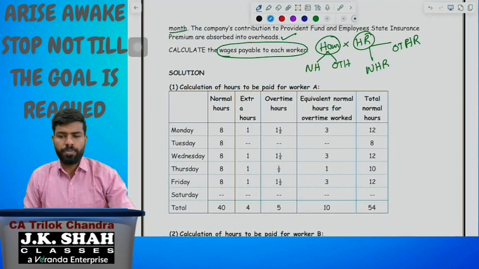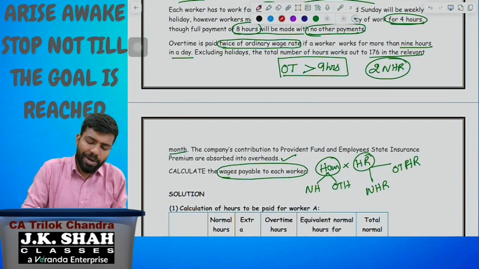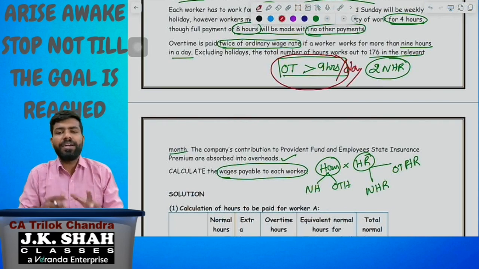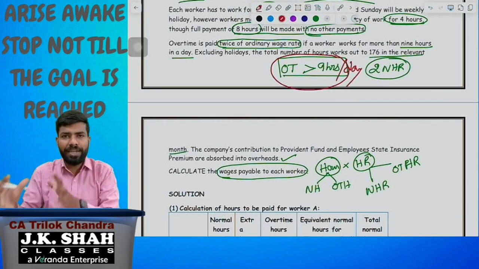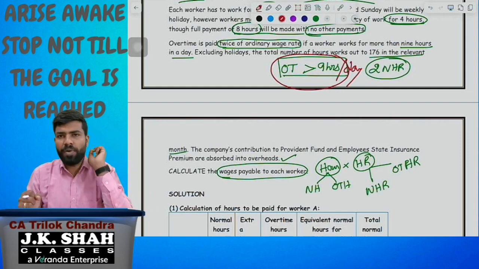Okay. Let us start the solution to this question. One point which we need to keep in mind is to decide the overtime. It should be greater than 9 hours in a day. When the worker is working more than 9 hours in a day, that will be considered as the overtime. The remaining time will be considered as the normal time. That is point number 1.